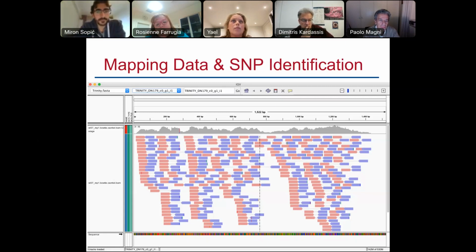When third generation technology gets anywhere close to second generation technology in terms of accuracy, then none of us will be doing second generation sequencing anymore, essentially.